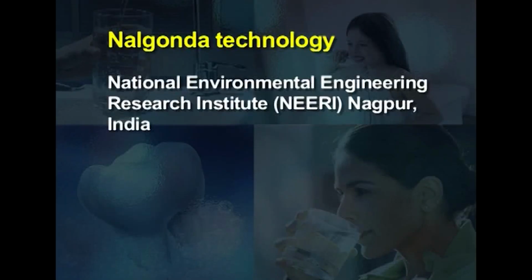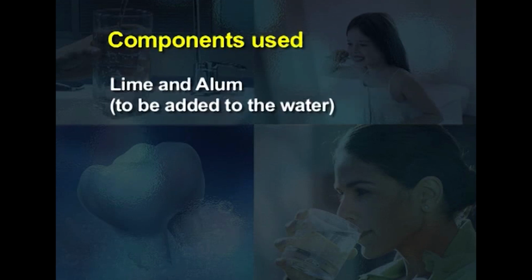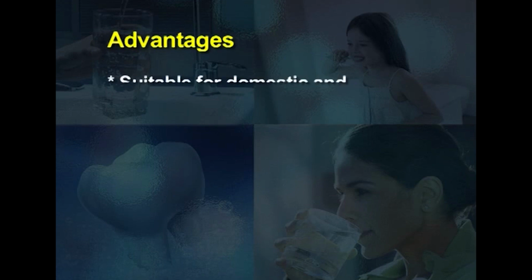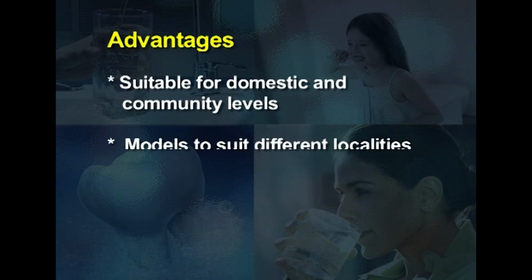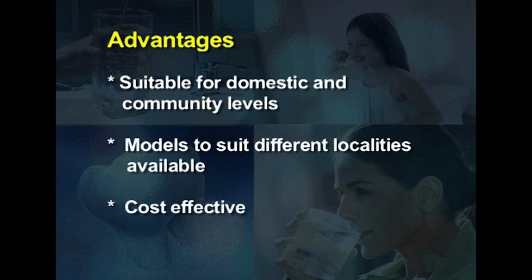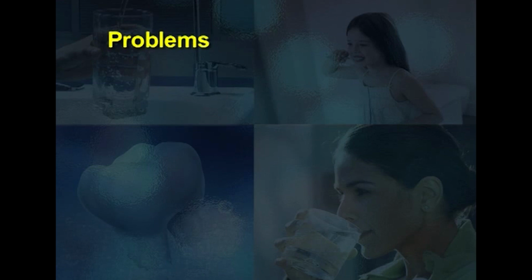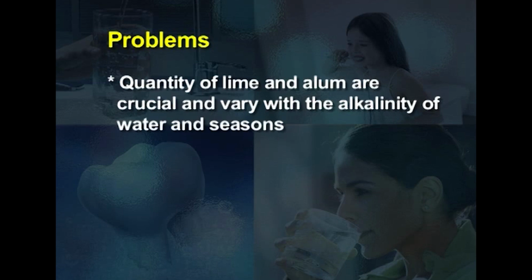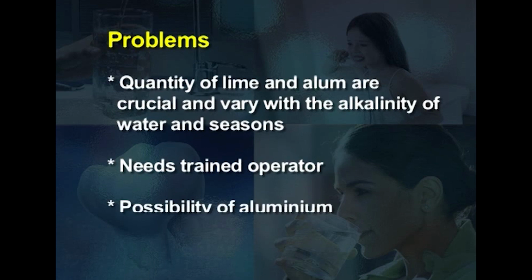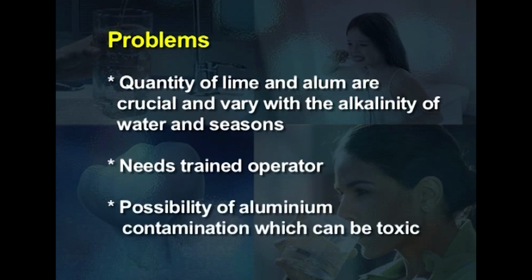Several technologies are introduced to reduce the fluoride content. As I just told you, the Nalgonda technology developed by the National Environmental Engineering Research Institute at Nagpur. Lime and alum is added. The advantage is it is suitable for both domestic and community level. Models to suit different localities are available and it is cost effective. The problem is the quantity of lime and alum are crucial and vary with the alkalinity of water and seasons. It needs a trained operator, and there is a possibility of aluminium contamination which can be toxic.